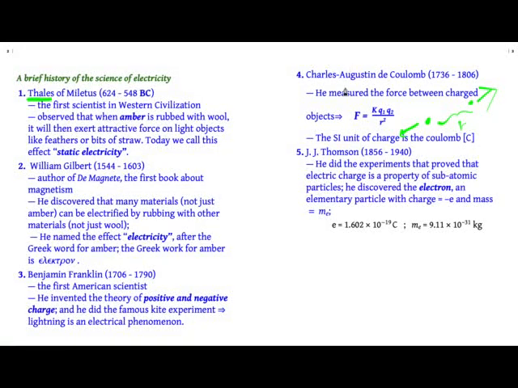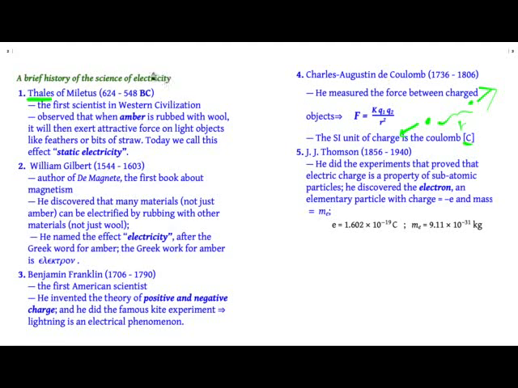Now, in honor of Monsieur de Coulomb, the standard unit of charge is the Coulomb, abbreviated capital C. So you probably remember from your previous course on electricity and magnetism that C, or Coulomb, is the unit for electric charge.